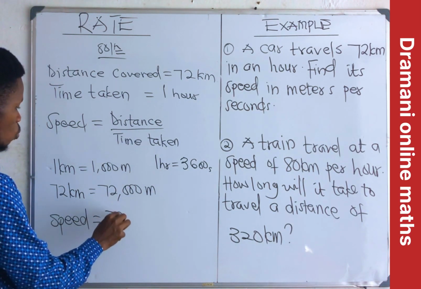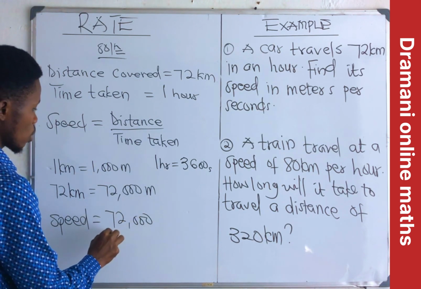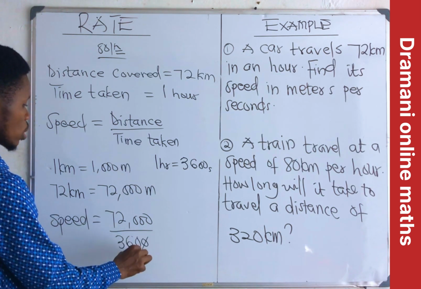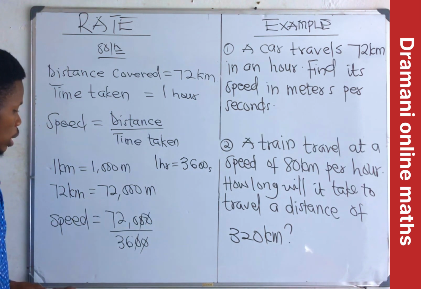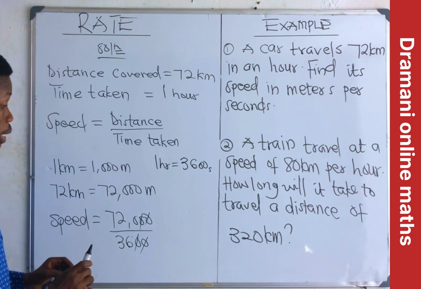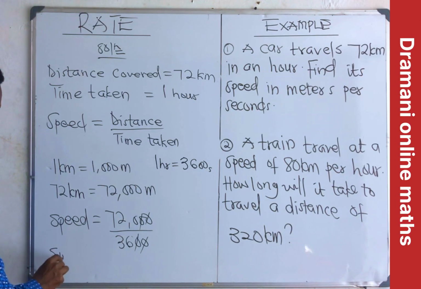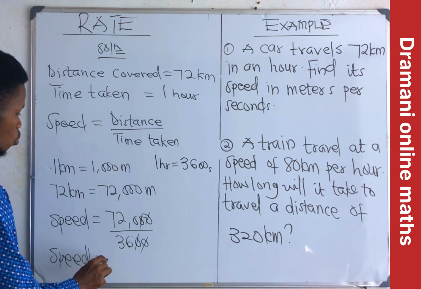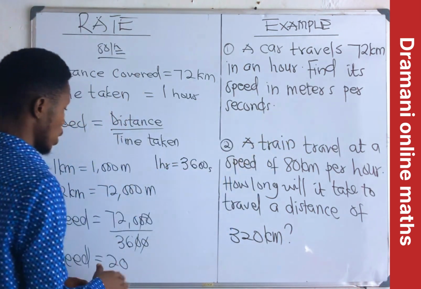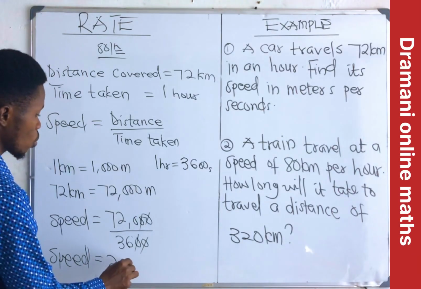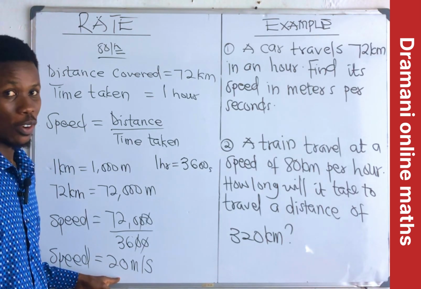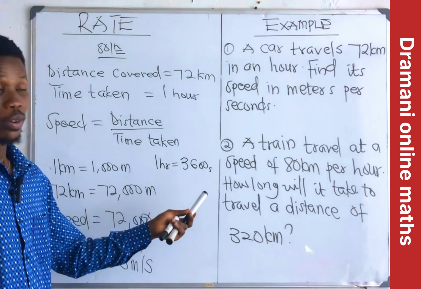So our speed is going to be 72,000 divided by 3,600. This zero goes with this zero. 36 can go into 720 20 times. So it means that we have speed equals 20. But we say we should leave the answer in meters per second. That's why we converted everything in terms of meters and seconds. So 20 meters per second is the answer to this question. Now let's move to the second question.